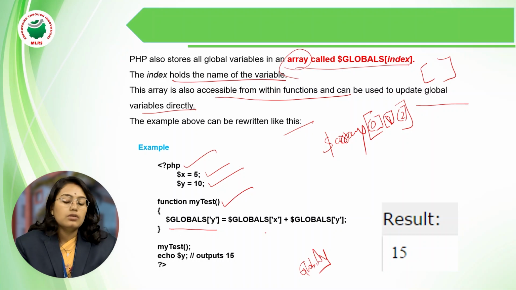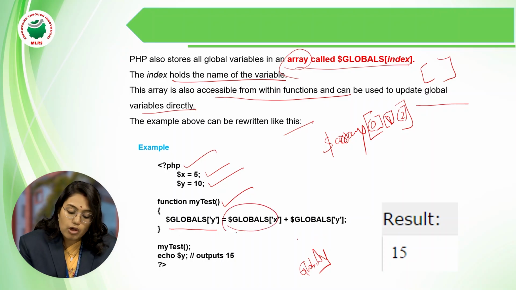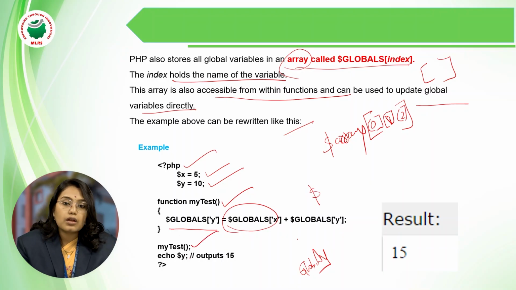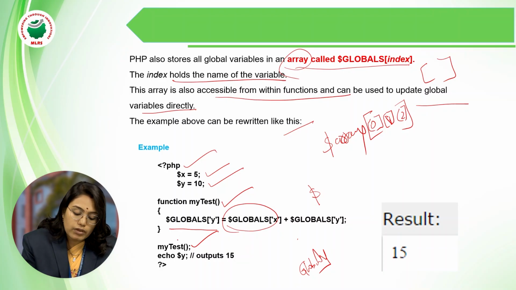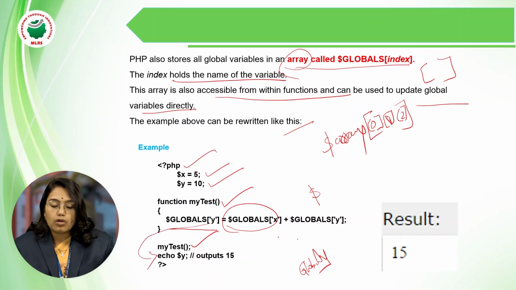So $GLOBALS['y'] equals $GLOBALS['x'] plus $GLOBALS['y']. Why are we declaring a dollar here? It means it is considered a variable. Variables always start with a dollar symbol. Yes, $GLOBALS x plus $GLOBALS y. After that, we close the function and we want to print the y value, so we have written echo $y.